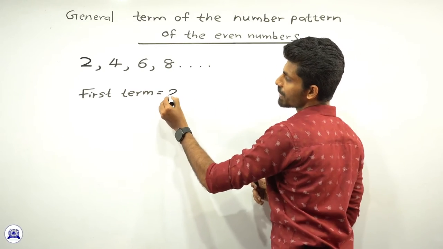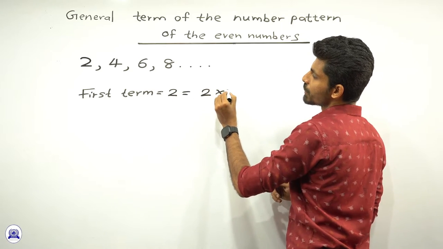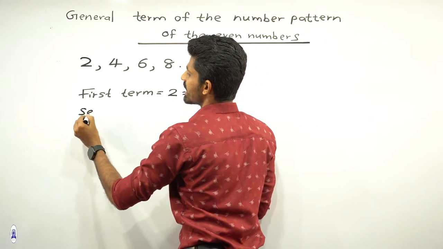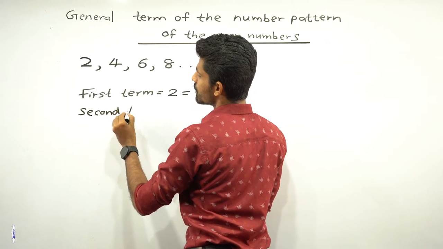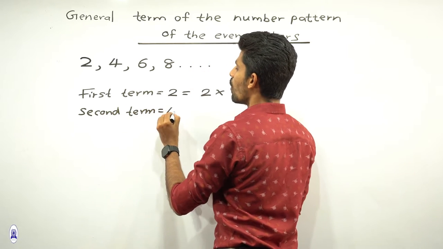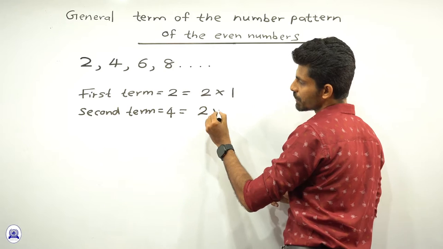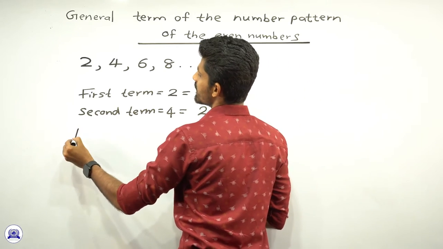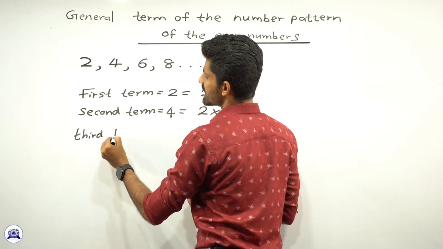First term equals 2. 2 means 2 into 1. Second term equals 4. 4 means 2 into 2. Third term equals 6.